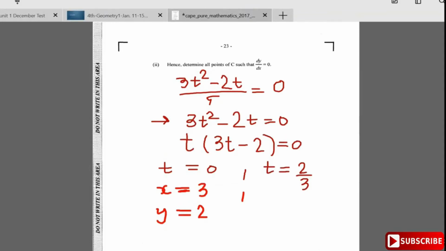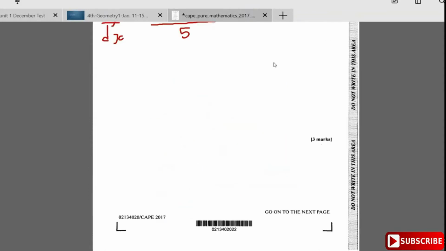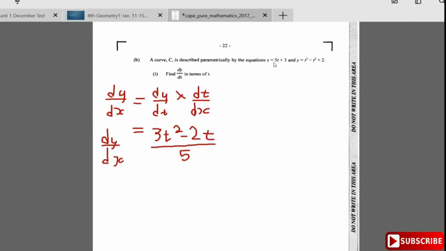All right, so when t is 2 over 3, we're going to get x is 5 times 2 over 3 plus 3. And so you get 6 and 1 over 3.